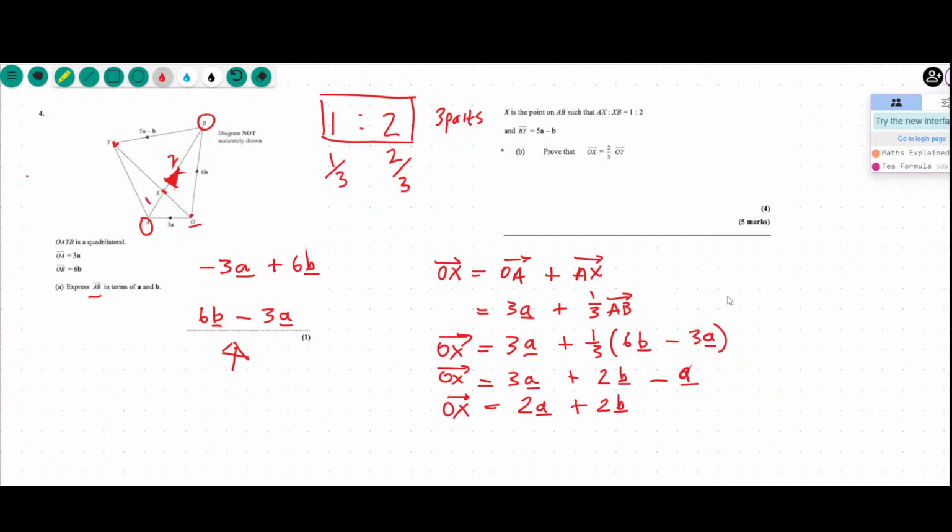Okay, next, because we've got to prove it, we've got to see if it is equal. So we've got to find OY now. We found the left-hand side, which is OX, that's in the bag. We've got to see if we multiply OY by 2/5, will we get OX? We need OY first. OY is going to go through via B, in my opinion. And that's 6B.